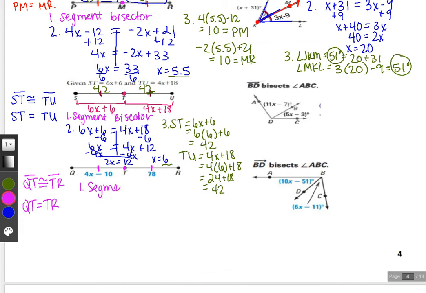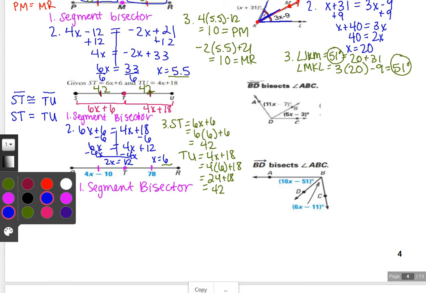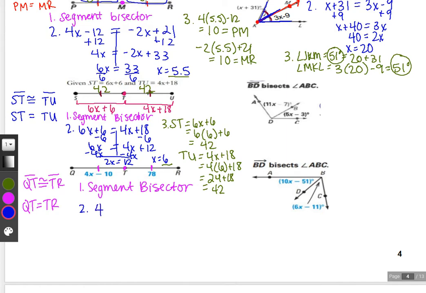And now, when we're going to set up our equation, we said that QT equals TR, so we're just going to plug in the values that we have. So 4x minus 10 should be equal to 78. Now we're just going to solve. So 4x equals 88. We're going to divide by 4 on both sides. So x equals 22. So once we found our x, we need to plug it in and see what we get for values of QT and TR.